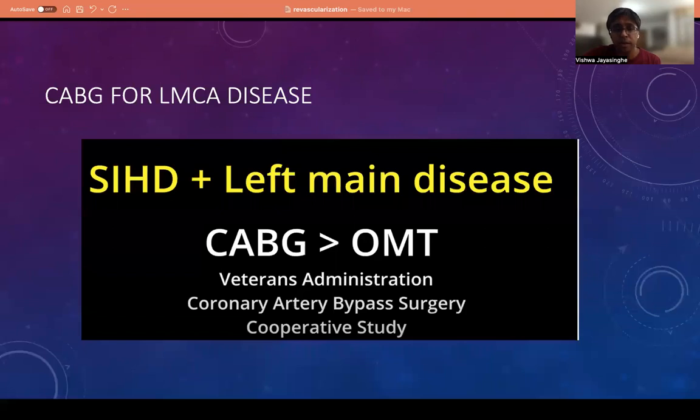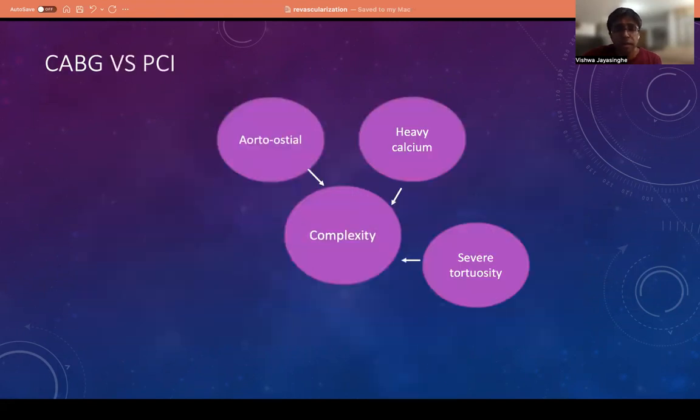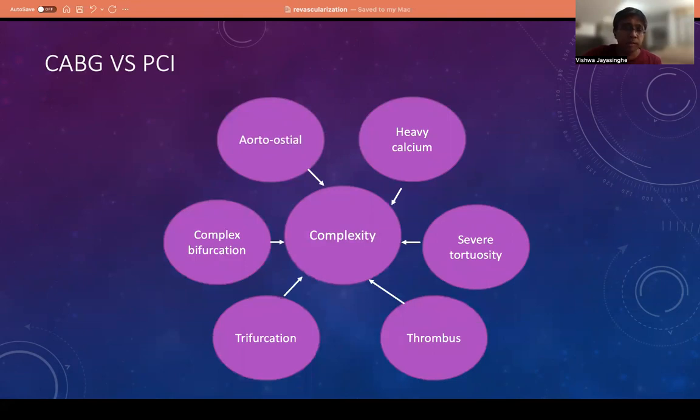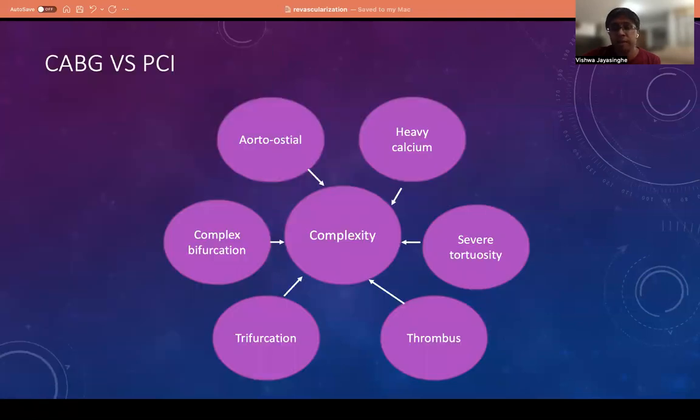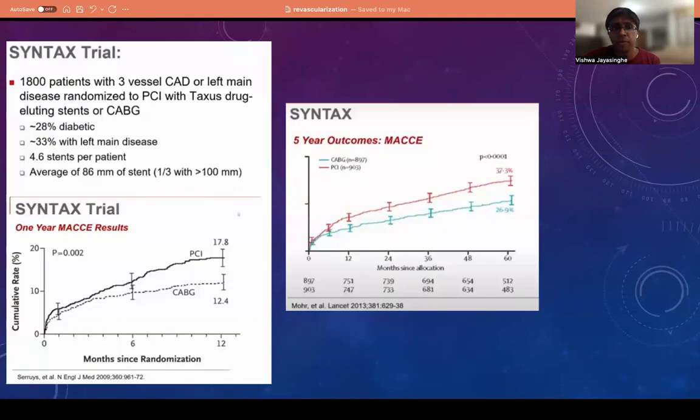So in stable ischemic heart disease with left main disease, CABG is beneficial over optimal medical therapy. Evidence comes from old studies: the Veterans Administration study, the CASS study, and the European cooperative study. So when to decide CABG or PCI, then comes the issue of complexity. When there is complex disease, severe tortuosity, thrombus, trifurcation, complex bifurcations, aorto-ostial lesions, heavily calcified lesions, CABG is preferred over PCI.